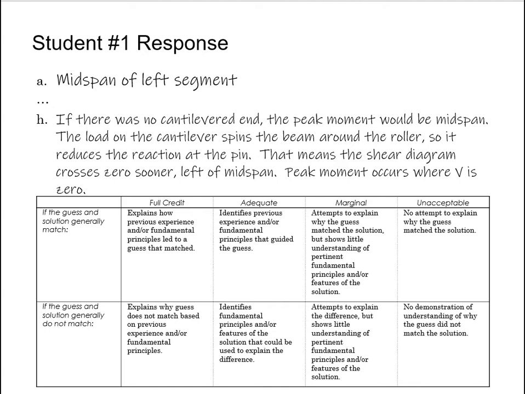After reflecting on the actual behavior, this student is able to articulate why they should have expected the peak moment to be left of midspan. I gave this full credit.